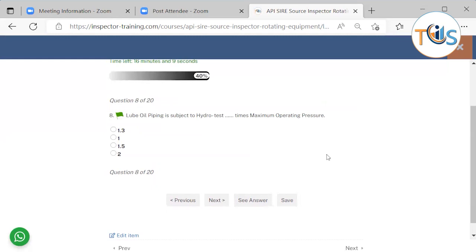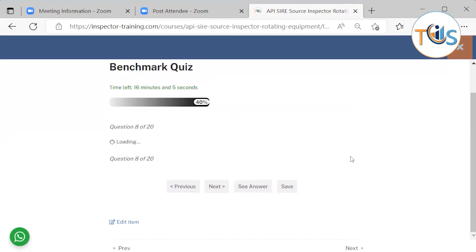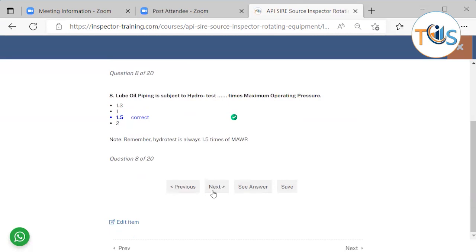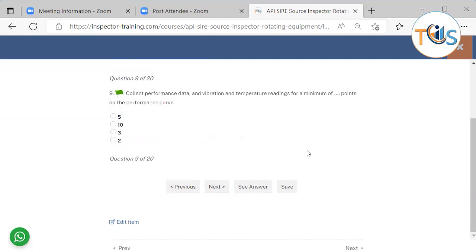Lube oil piping is subject to hydro test. Again, here you see it's 1.5 times. Anything, accessories, the pumps, casing, lube oil, is always pressure tested at 1.5 times the maximum allowable working pressure or operating pressure.